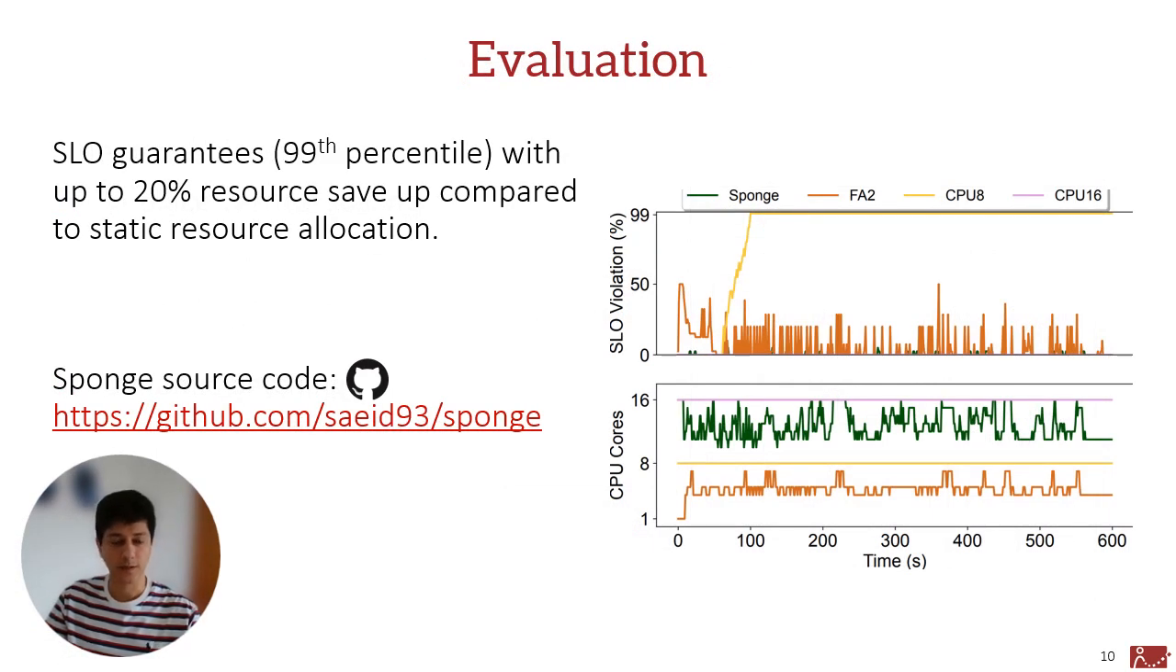To evaluate Sponge, we used a set of the horizontal scaling named FA2, and then we used two statically allocated CPU cores, 8 and 16. Compared to them, Sponge can save up to 20% resources while guaranteeing 99% of the request latencies.